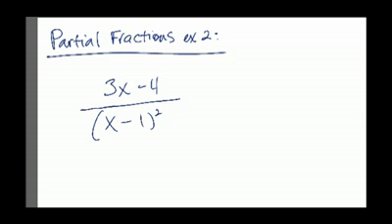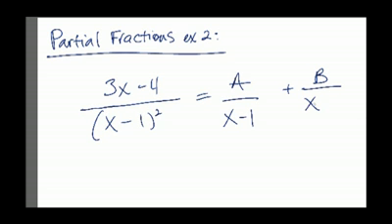Today we're going to look at a second example of partial fractions. Again, the first step is to factor, but since we've already got it in factored form, we use the repeated root rule. So we're going to decompose this into A over x minus 1 for the first power plus B over x minus 1 squared for the second repeated root.